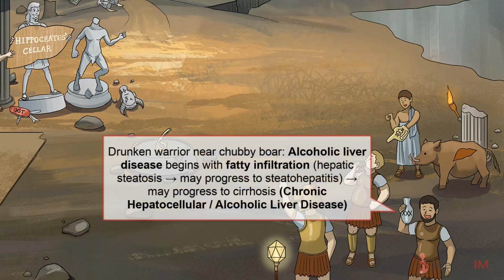The early stage of this disorder is known as alcoholic fatty liver disease. Yep, you guessed it. This is one of those disorders that starts with fatty infiltration. Hence this drunken warrior fraternizing near the fatty boar. Hepatic steatosis can develop after just a few weeks of consistent, heavy alcohol use. In some patients, persistent heavy drinking eventually leads to development of steatohepatitis. And if a patient with steatohepatitis continues to drink, they're at risk for progression to cirrhosis.